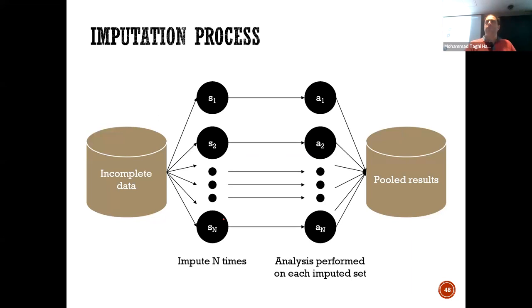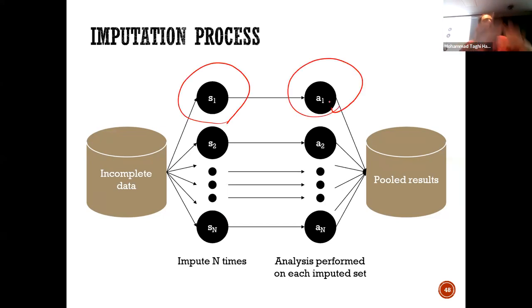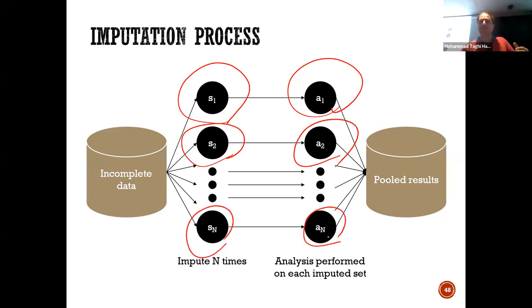What do we do with your data? You have some incomplete data, S1, S2, to SN. These are the random imputations that you are doing. So this is your table. You will randomly draw from this distribution and then fill in this data. This first one is S1. From this S1, you get some analytics. You will do some analysis, some average or some machine learning or anything you want to do. You will get this A1. Then you do it again. Randomly, you will fill it in, and you get A2. You will do it N times and then you get AN.